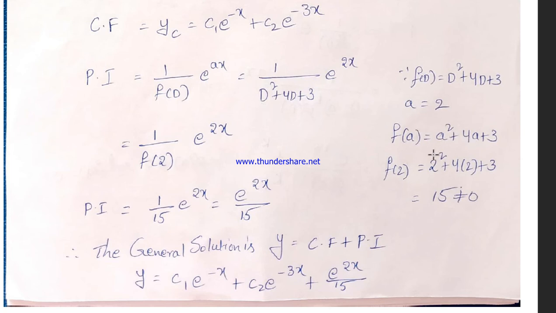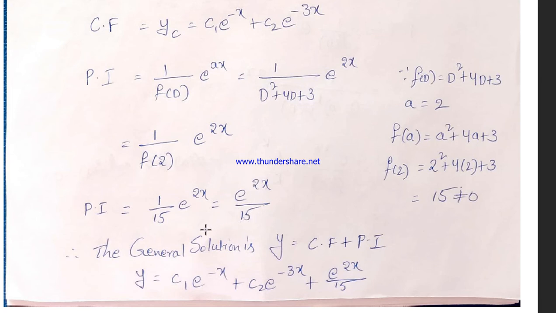So simply you can find the f of a value. f of a is equal to a square plus 4a plus 3, but a is equal to 2, substitute it, 2 square plus 4 into 2 plus 3, that value is 15, it is not equal to 0. Simply you can write the particular integral is equal to 1 by f of a into e power 2x. f of 2 value is 15, so we get particular integral is equal to 1 by 15 into e power 2x, that is equal to e power 2x by 15.